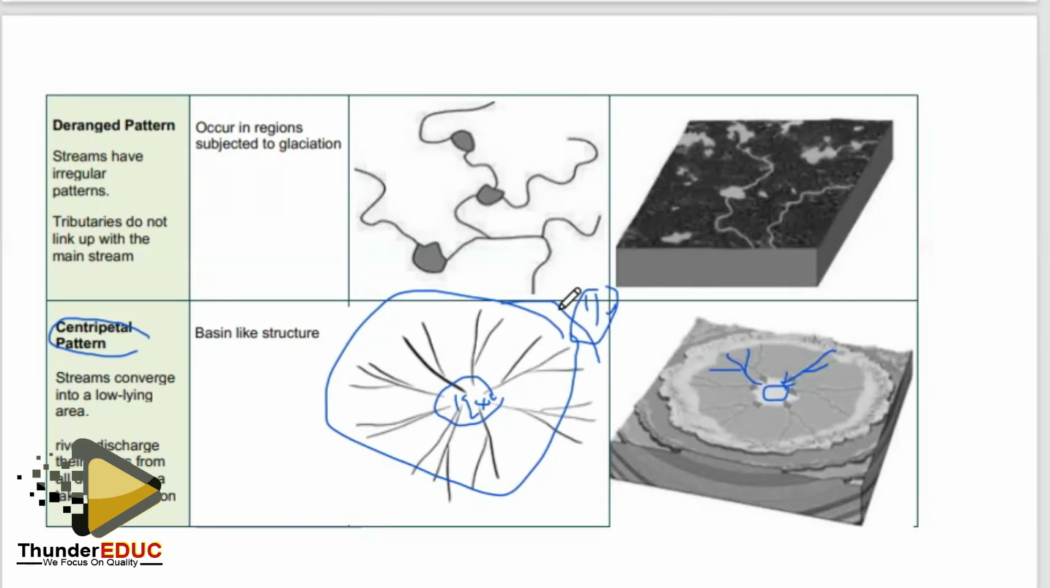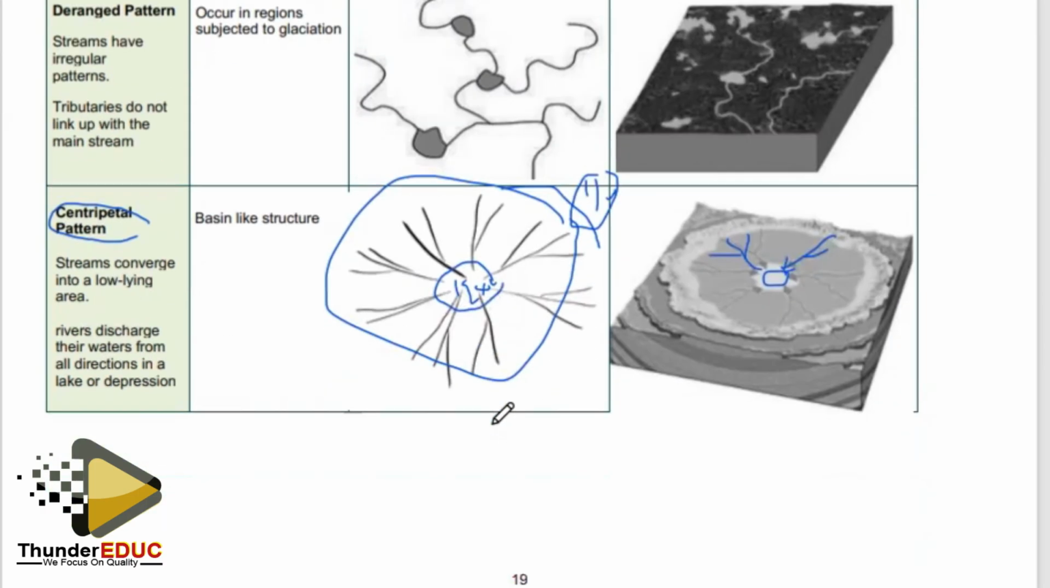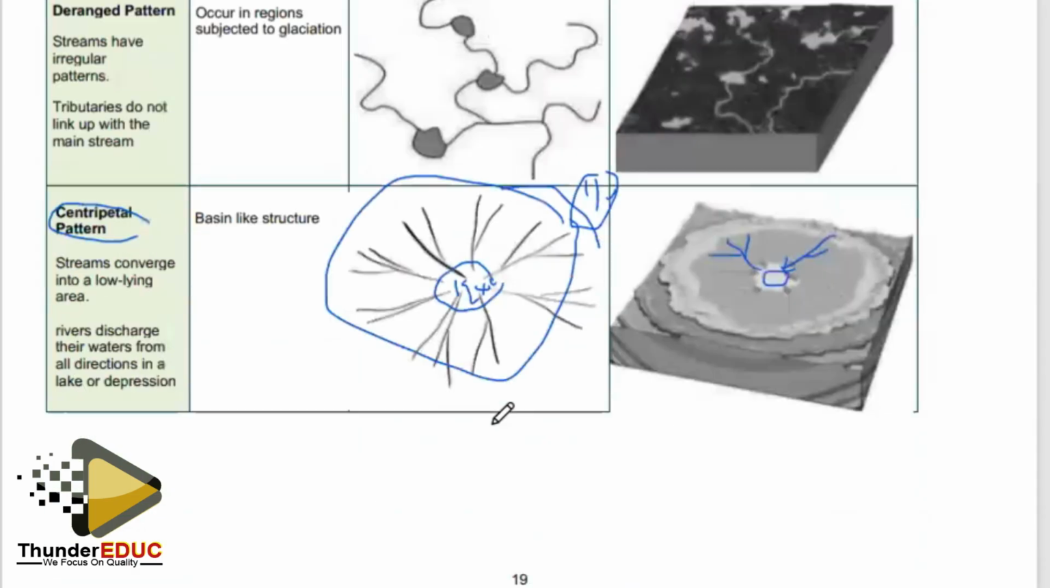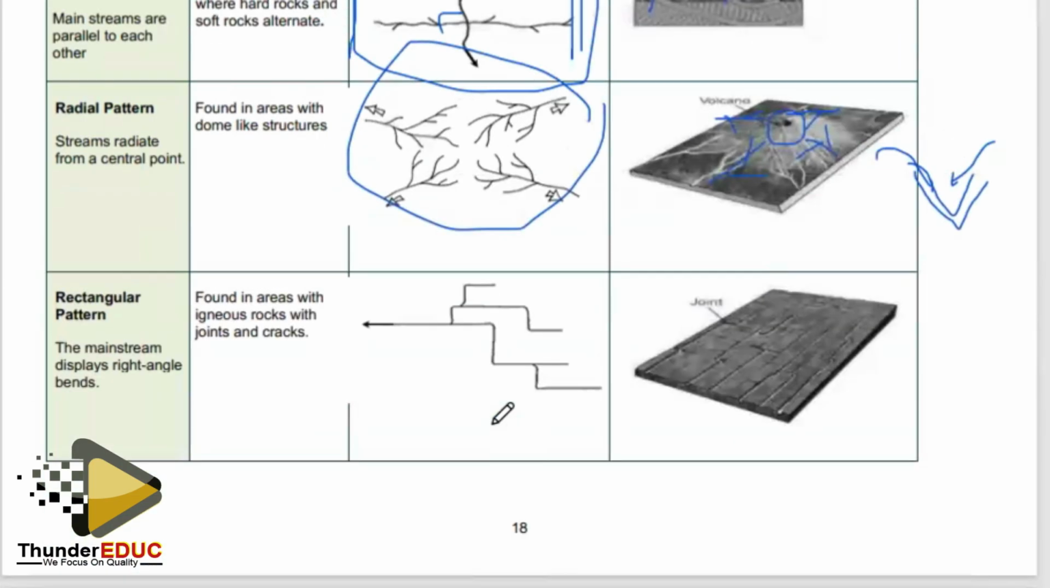If it's the opposite, a volcanic dome, you check the central point. If it's elevated, you see maybe there is an indication of height there, maybe a trig station showing a higher value, and you check the surrounding contour lines and see that the value is decreasing. Then it means the pattern that is going to develop there is the radial pattern.